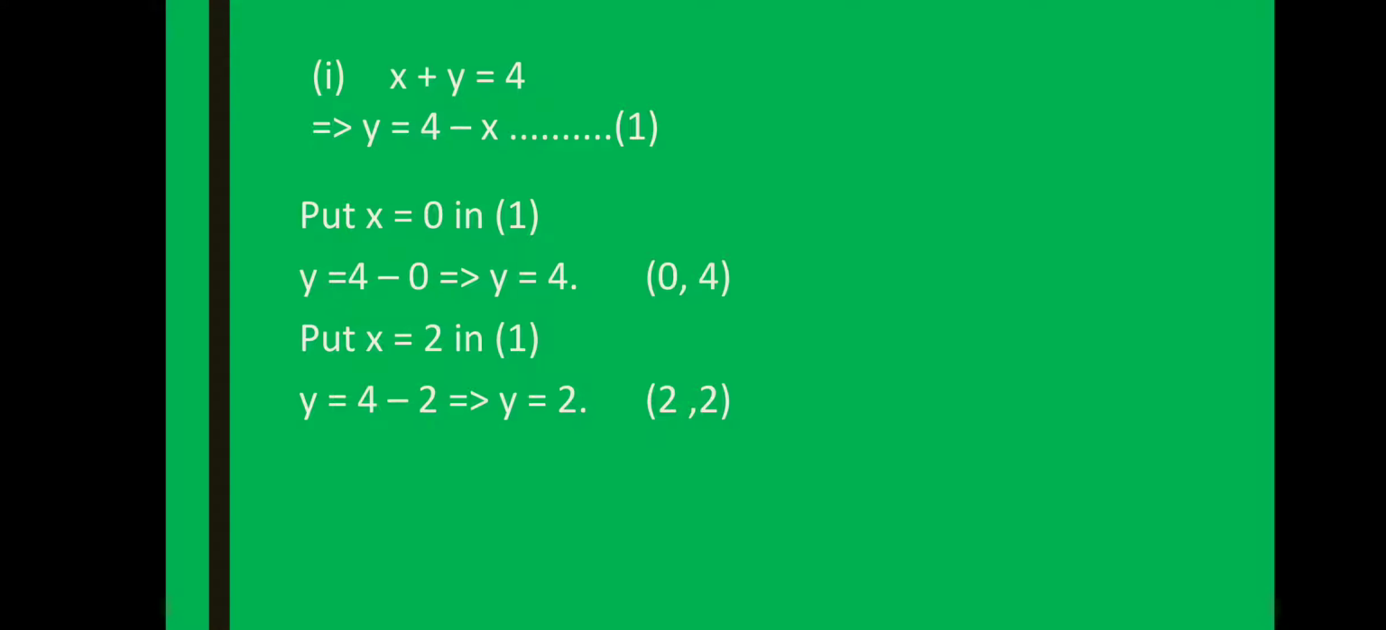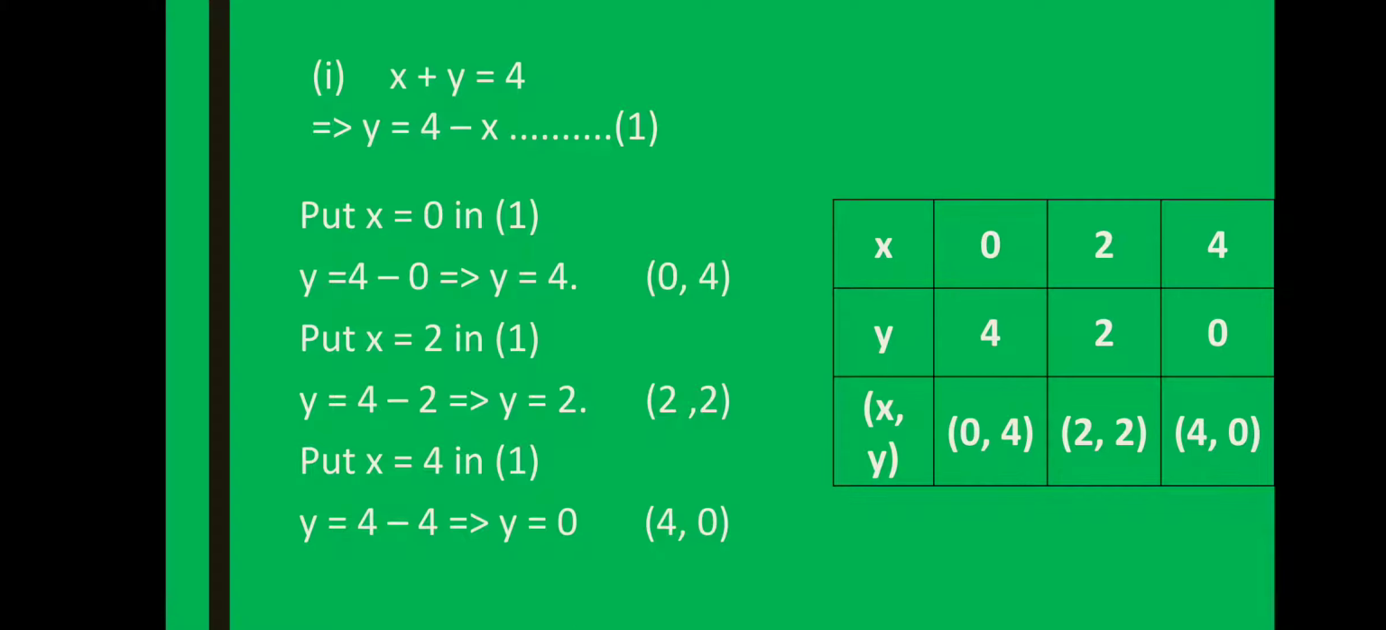That means the second point is 2 comma 2. Next, when we put x is equal to 4 in equation 1, then we will get y is equal to 0. Okay, that means the next point is 4 comma 0. Then we get this type of table for it. Okay, for the value of x, y, and then point x comma y is represented as this.